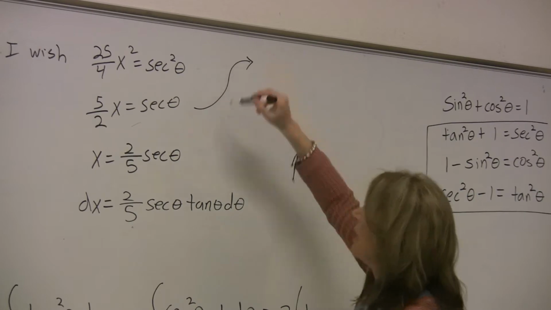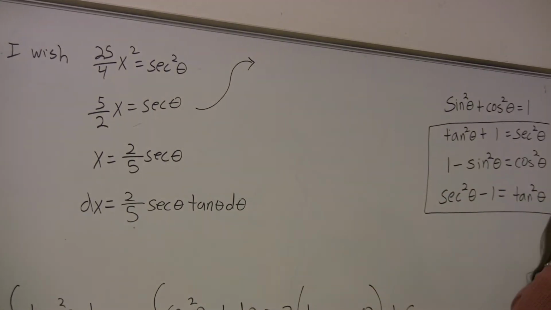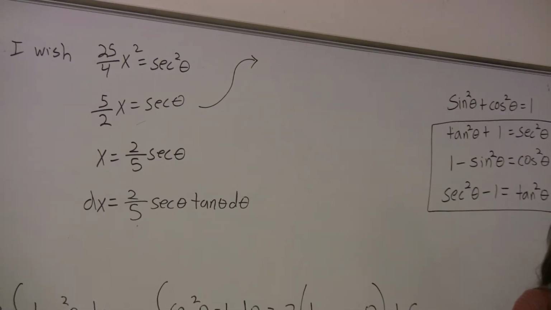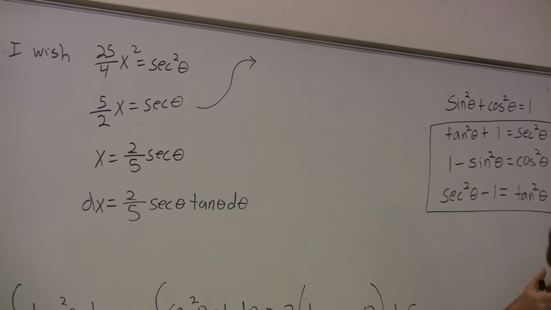Again, I'm going to do what I did on that last one. I'm going to change that into cosines, just because I can think better in terms of cosines instead of secants. Cosine is the reciprocal of secant.